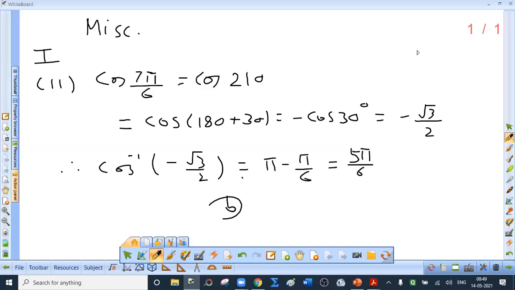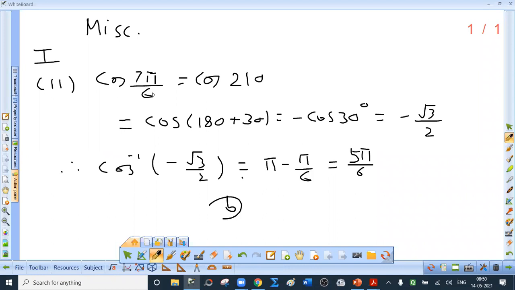11th MCQ, cos inverse of cos 7 pi by 6. Now you may say, sir, cos inverse of cos of any angle is that angle. True, provided that angle belongs to closed interval 0 to pi, that is 0 to 180 degree. But 7 pi by 6 is 210 degree, and that is why you should not say cos inverse of cos 7 pi by 6 is 7 pi by 6. No. So what to do?